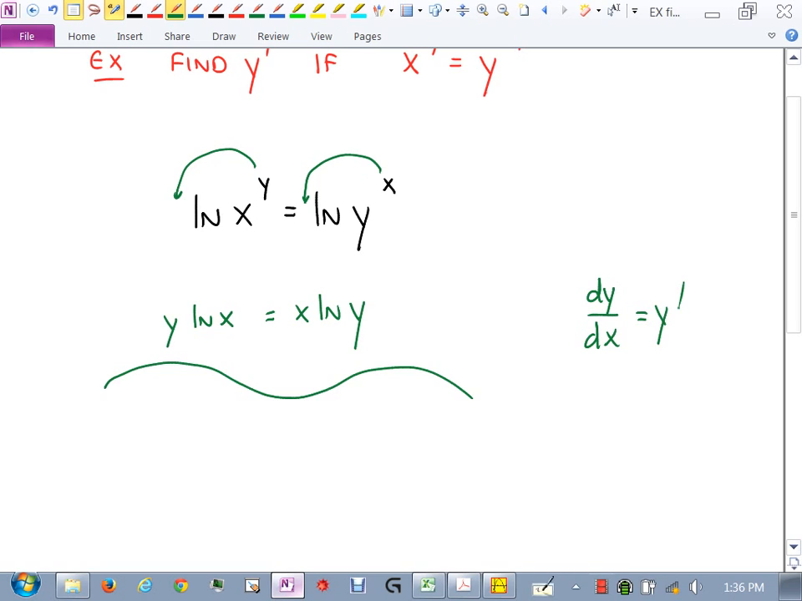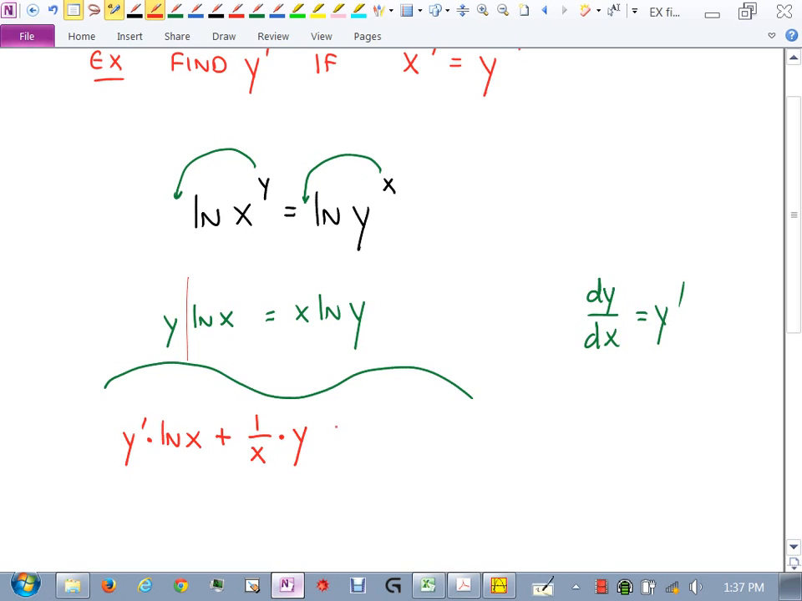I'm going to use product rule here, right? What's the derivative of y? y prime times natural log x, and then more product rule, plus derivative of natural log of x, 1 over x, right? Finish off product rule times y. Everyone see that's product rule on the left side?